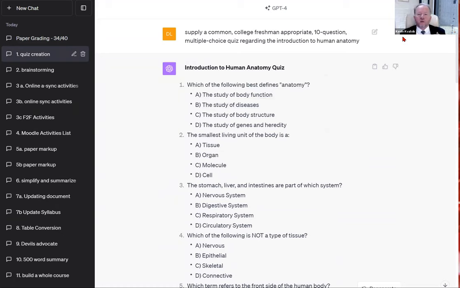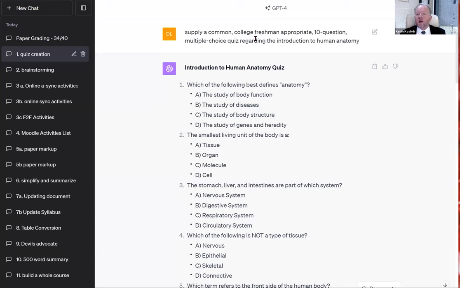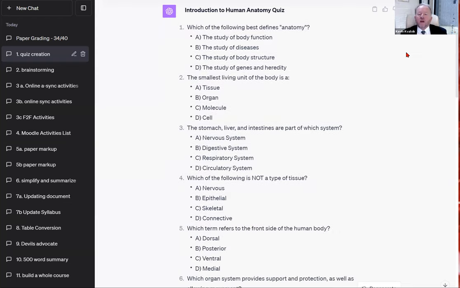However, suppose I had an anatomy quiz that I wrote myself, and I wanted it to generate the three wrong answers because I know what I want in there. Well, this one I didn't even do that. I just said, supply a common college freshman appropriate 10-question multiple choice quiz regarding the introduction to human anatomy. So it knocks this out.